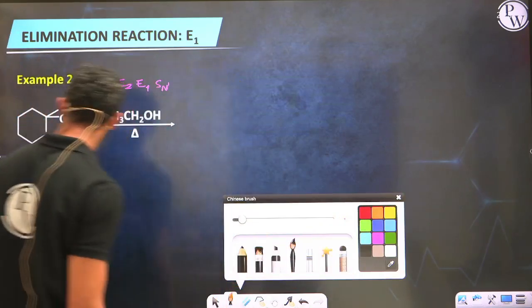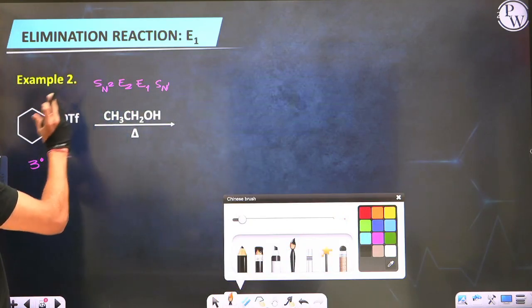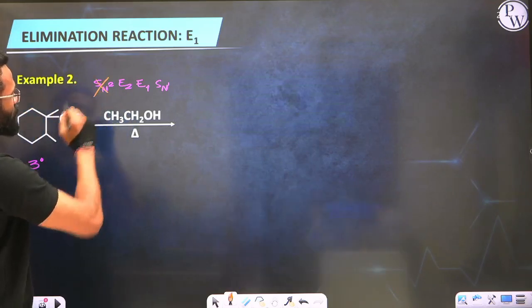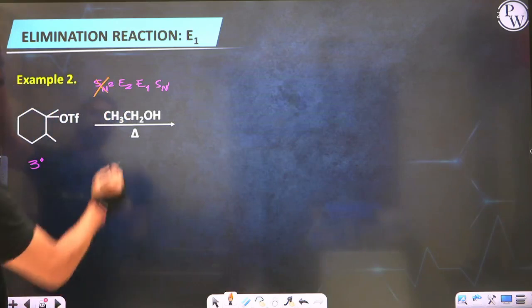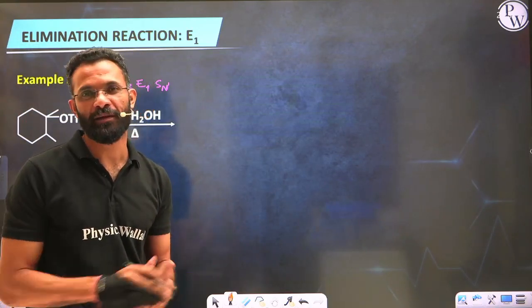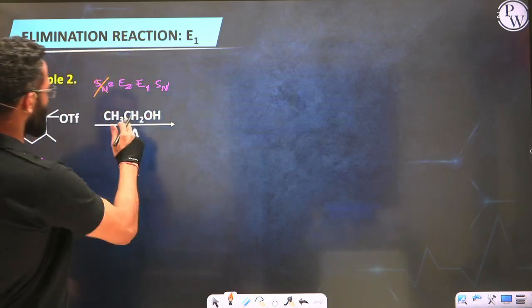Well guys, for SN2 reaction to take place, the nature of substrate has to be least sterically hindered. Tertiary alkyl halide does not give you SN2, so ruled out. E2, well, we haven't studied E2 yet, but E2 reaction mechanism takes place only in presence of strong bases. This is not a strong base, so ruled out.